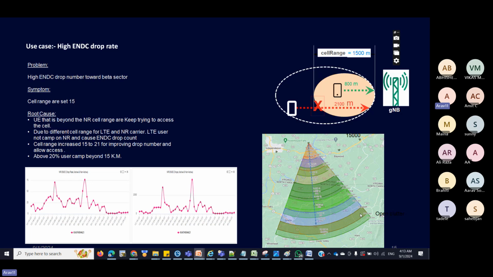So from here, you have analyzed that, and here you will check that after implementing the changes, your ENDC drop rate has improved. It is reduced. Previously, it was, you can say, more than 200 in one day, or for 2 days even more than 100 drops. But it's reduced to almost zero. So this is the case study for the ENDC drop rate.